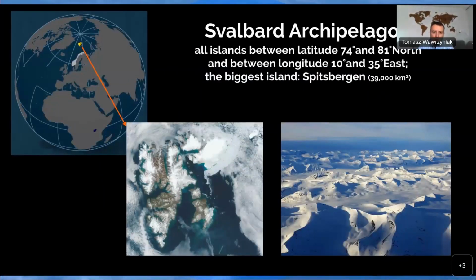But let's talk about the Svalbard archipelago. This is where the branch of the North Atlantic Current reaches. Svalbard is the archipelago of which the biggest island is Spitsbergen. Sometimes people confuse those two names. Spitsbergen, just for remembering, is the biggest island of the Svalbard archipelago.